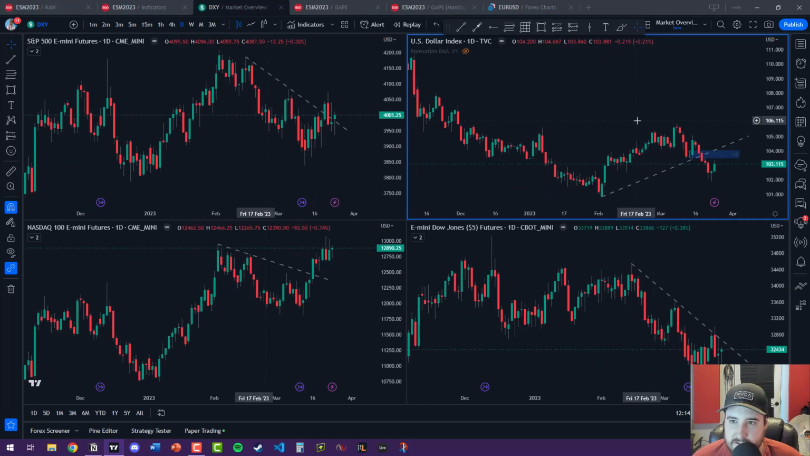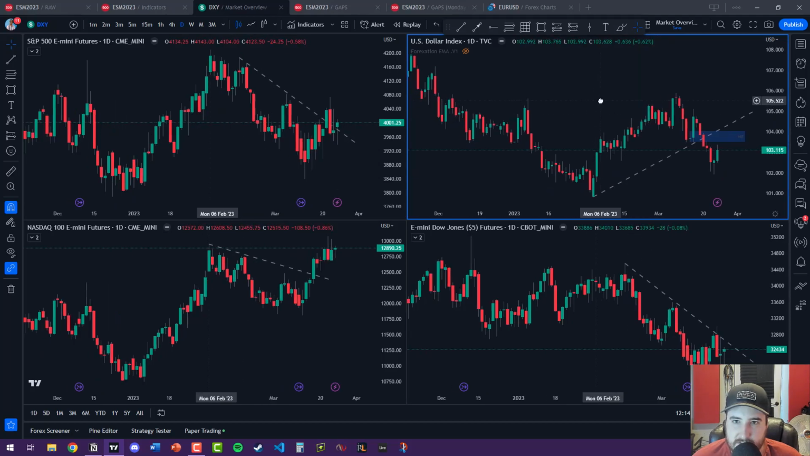Let's just zoom out a little bit. Kind of look at the markets. Did take that liquidity going up. Took out the liquidity. Took it out a little bit right there. Lots of wicks there.